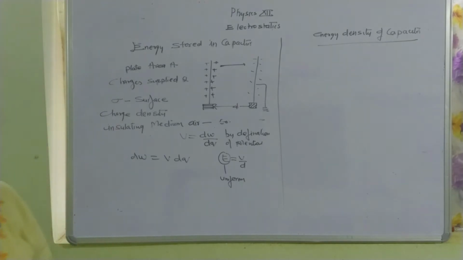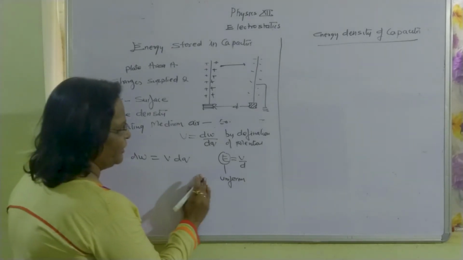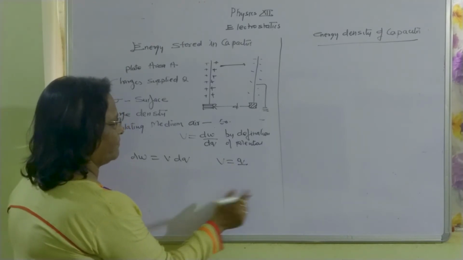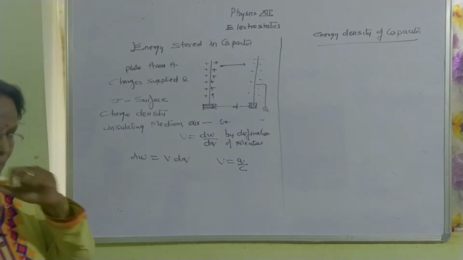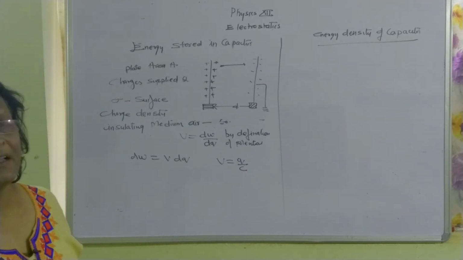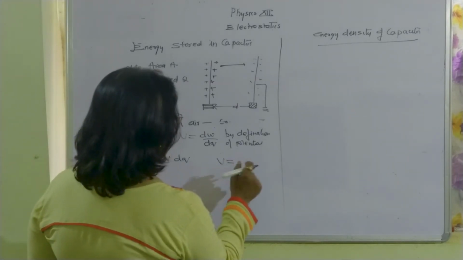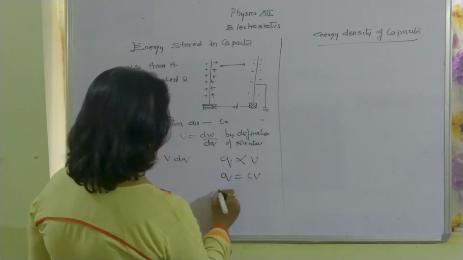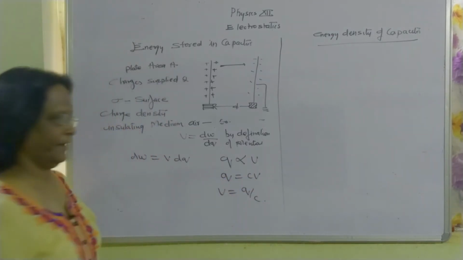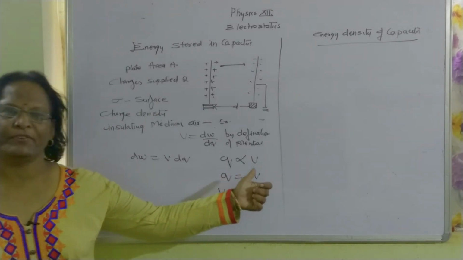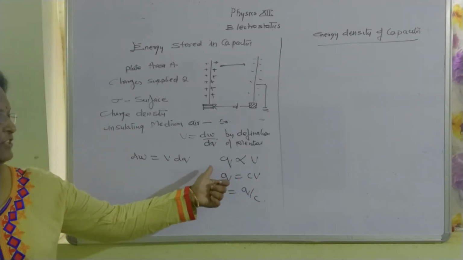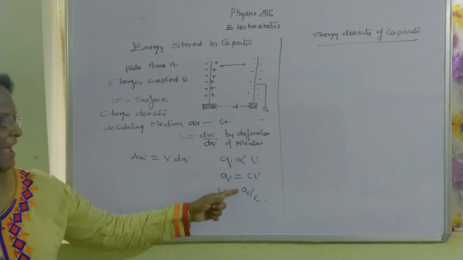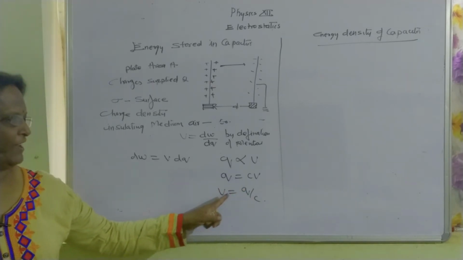So we have to convert this into a variable, and we know that V equals Q by C. Q is directly proportional to potential. Why? How much charge we supply, that much potential difference will go on existing. And the constant of proportionality is C, so we are getting V equals Q upon C.